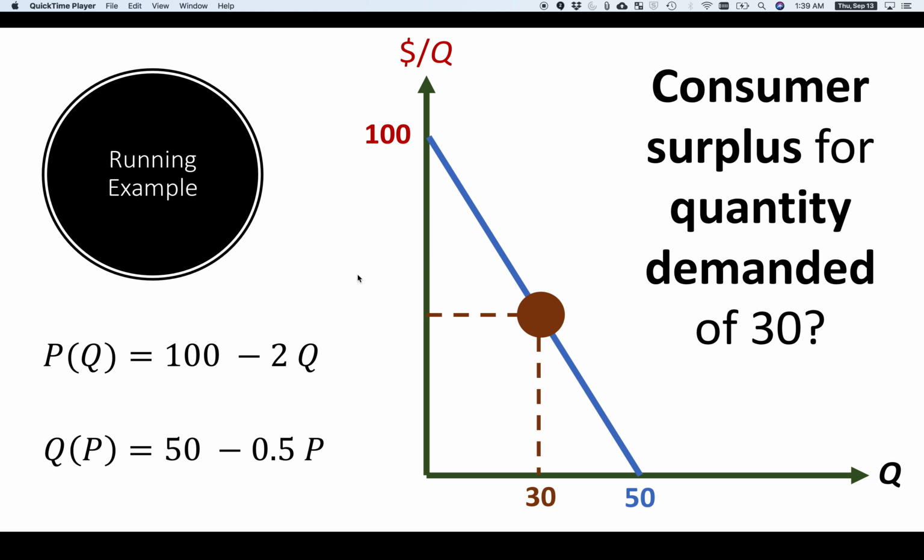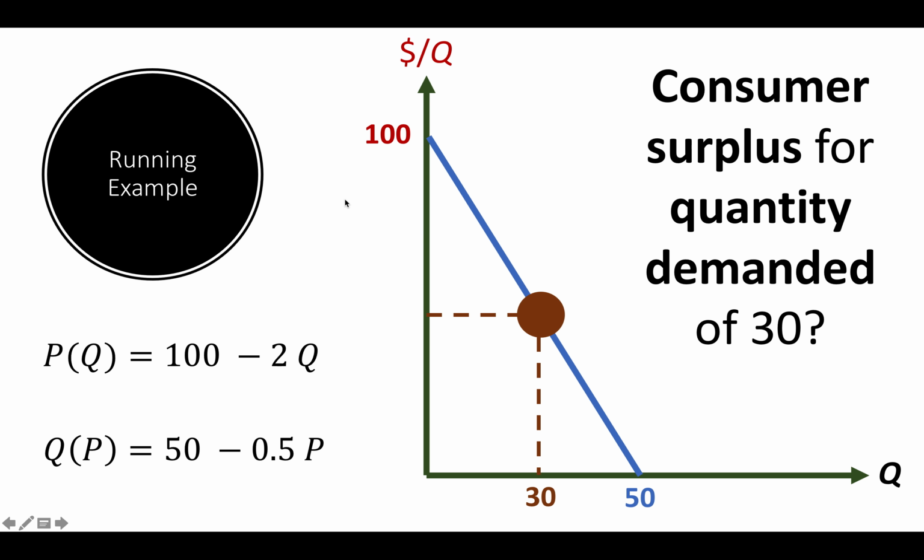Okay, let's move on to consumer surplus. So I've got those same inverse demand and demand functions, and I would ask maybe a question: what is the consumer surplus for quantity demanded of 30?